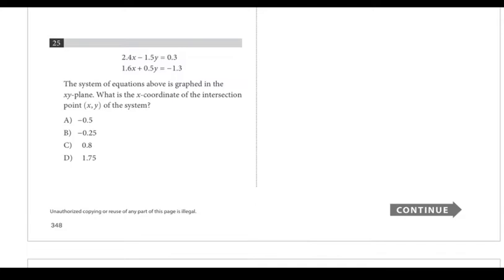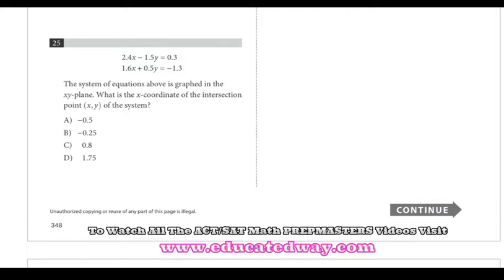The system of equations above is graphed in the xy plane. What is the x-coordinate of the intersection point of the system? Well, this one looks like it's set up for elimination.